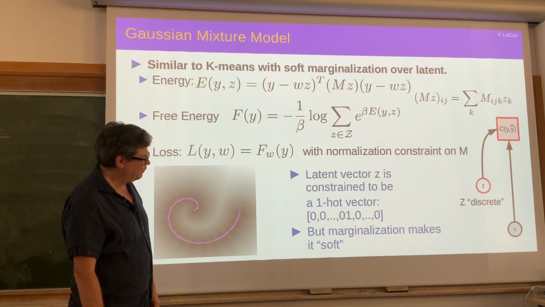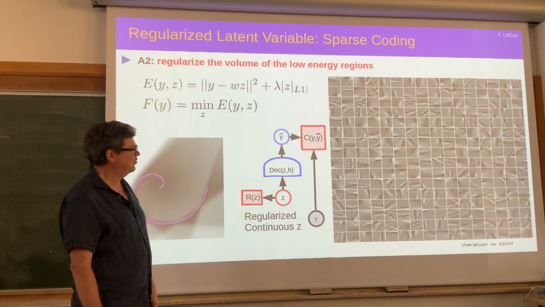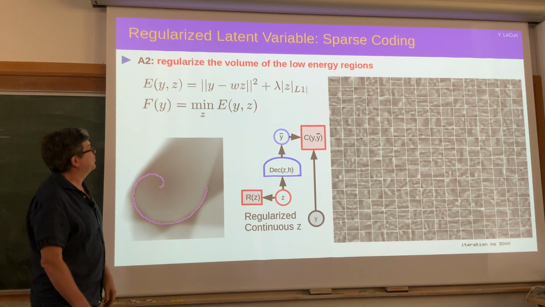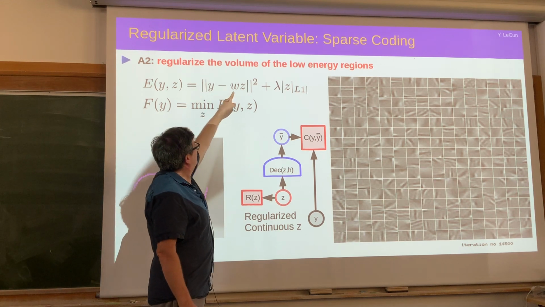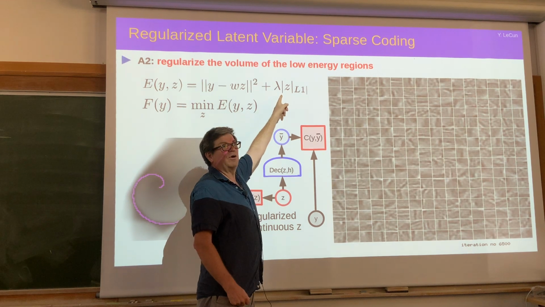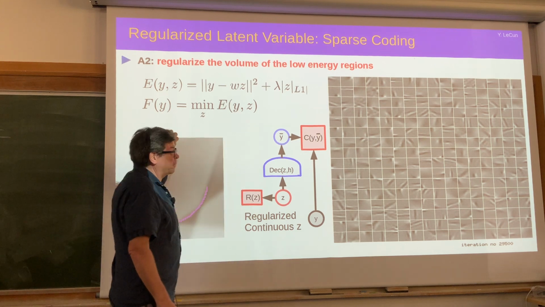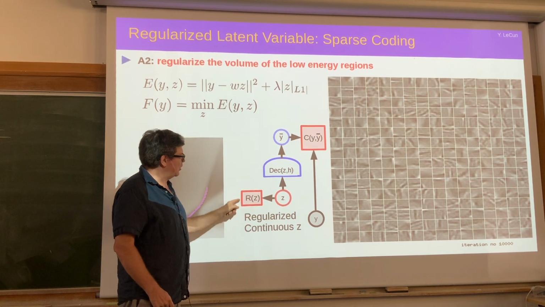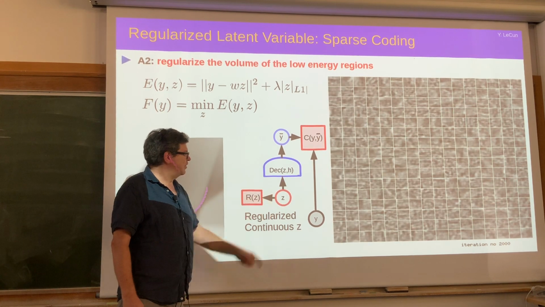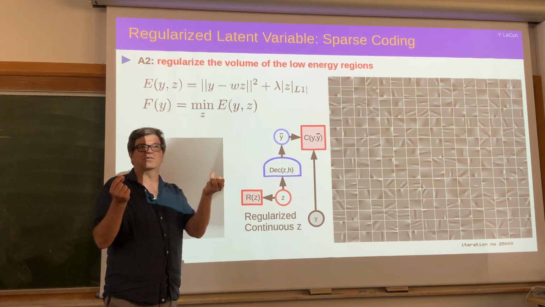You can have a soft version of this, which is the Gaussian mixture model, which I'm not going to go into. It's the same thing, except instead of minimizing, you marginalize. Here's sparse coding. So sparse coding is kind of the same energy function, square reconstruction error, linear decoder, but then you have a regularizer, and this regularizer is the L1 norm of the z vector multiplied by some coefficient. Okay, so that regularizer is the one that limits the information content of the latent variable. It says, I want a latent vector that has the smallest possible number of non-zero coefficients, essentially.